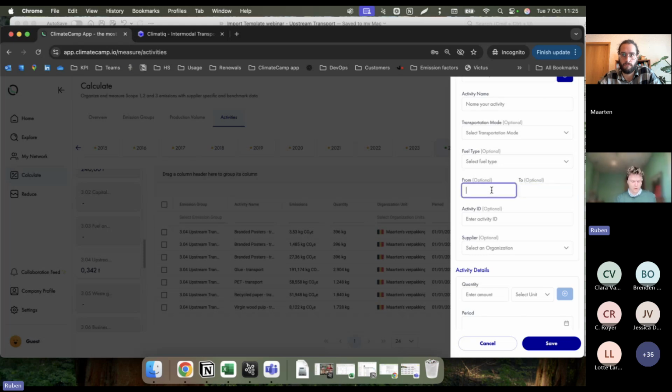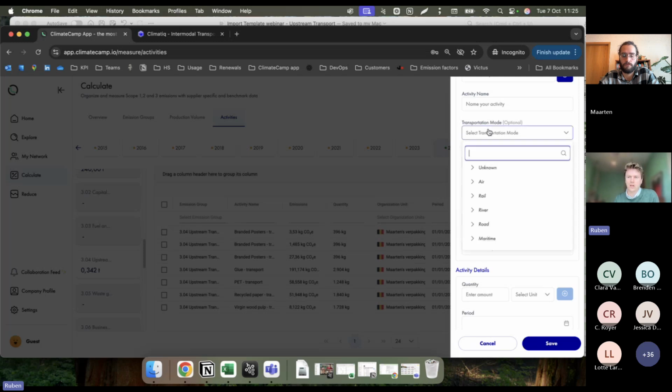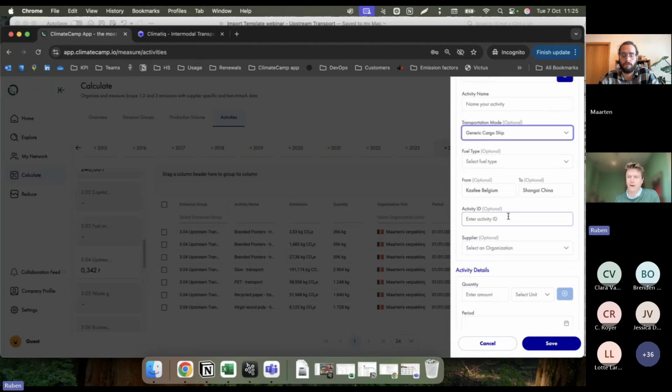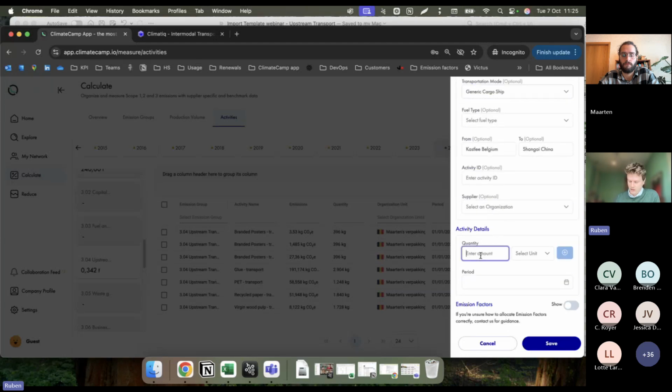So it's possible to, for example, say, okay, we have a transport from Kasterlee, Belgium to Shanghai, China, which could be entered here. In this case, it's something that has been transported via a generic cargo ship. And then it's possible to also indicate the weight that has been transported during this activity. As you can see, it's also possible to indicate a supplier.